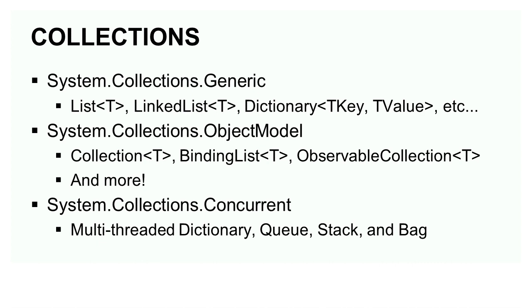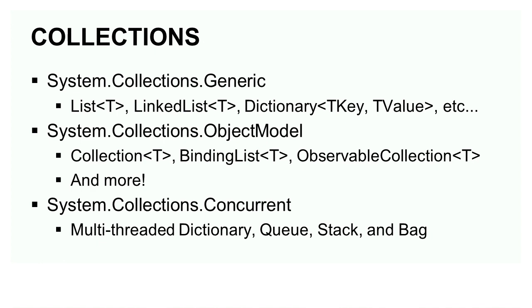Do you know what a hash set is, or the difference between a stack or queue? Do you know how to take advantage of the classes in the System Collections Object Model namespace? Well, in the following videos, you will learn about the common collections found in the System Collections generic namespace. You know, classes like list of T and linked list of T, dictionary, sorted list, and so on.